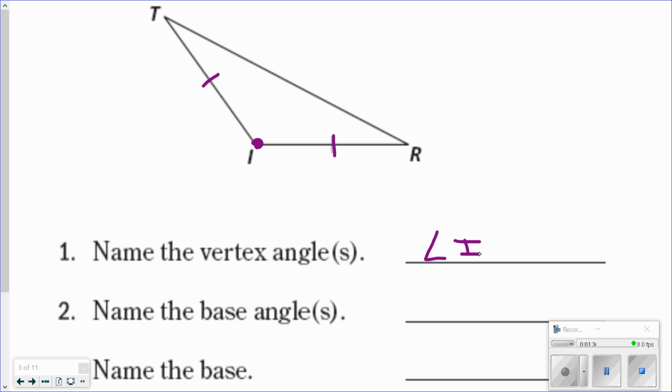Name the base angles. Well, first I need to figure out where's the base. The base is the third side that is not congruent. And the angles created from the base and the leg are this angle and this angle. So the two base angles then are angle R and angle T. Finally, name the base. Well, I highlighted the base, and the base is segment TR. Or you could have also called it RT.